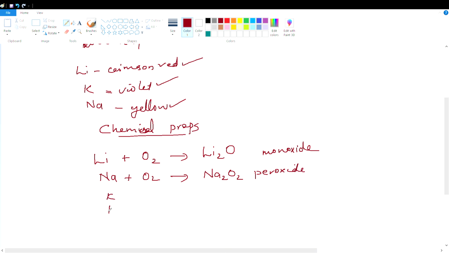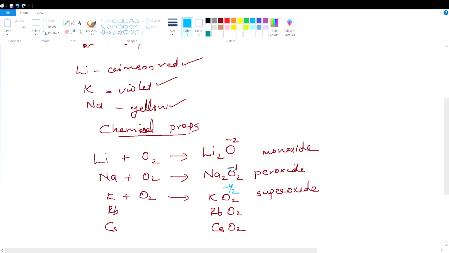Potassium, rubidium and cesium: for example, potassium when reacting with oxygen gives KO2. This is a superoxide. Similarly, rubidium gives rubidium superoxide, and cesium gives cesium superoxide. We know in a normal oxide, that is lithium oxide, oxygen shows the normal oxidation state of -2. But in a peroxide, oxygen shows an oxidation state of -1. In a superoxide, oxygen shows an oxidation state of -1/2.